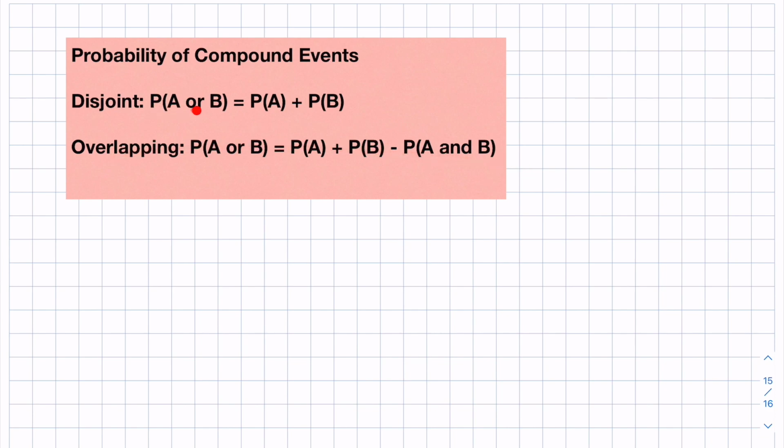So the probability of A or B is equal to probability of A plus probability of B. And for overlapping, the probability of A or B is equal to probability of A plus probability of B minus probability of A and B.